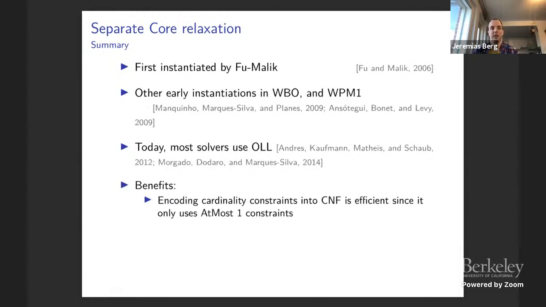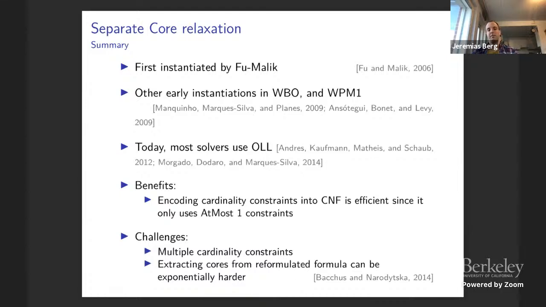And as I already talked about, in comparison to the other algorithm, this time we only need cardinality constraints saying at most one of the clauses in each core can be satisfied. And these at-most-one constraints tend to be more effective for a SAT solver to reason over, which is a nice thing to have. But on the flip side, now you need many different cardinality constraints, one for each core. There's also been some work showing that extracting a core from this new formula can be exponentially harder than from the original formula, but I would say only if you have overlapping cores. As long as your cores are non-overlapping, that's no problem. But as soon as you have overlapping cores, you might end up having a harder time finding your cores.